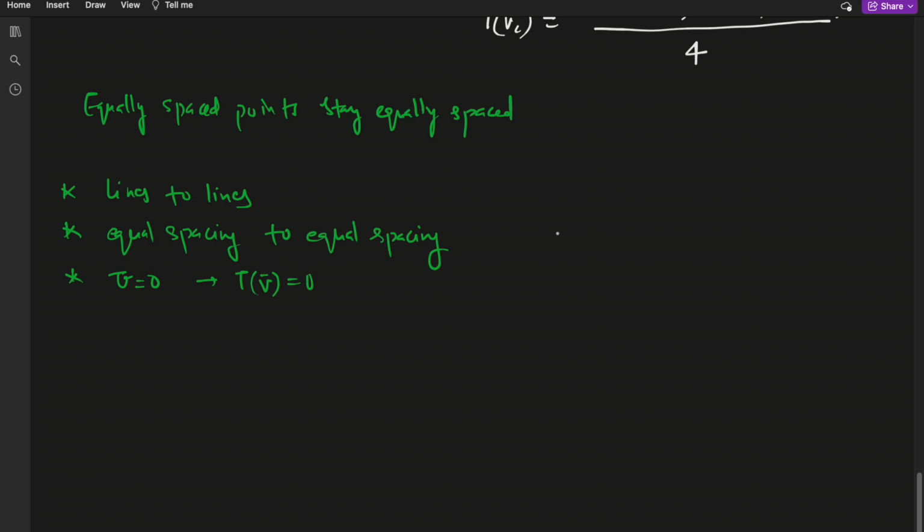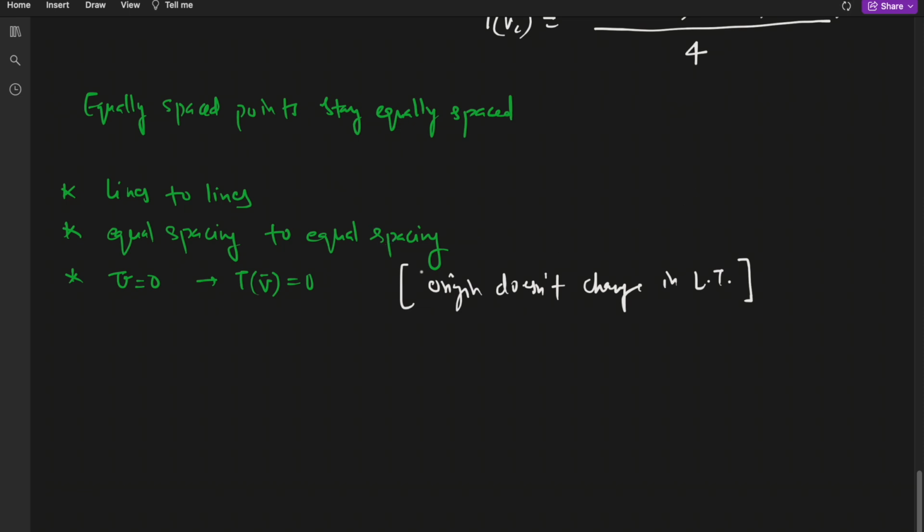So apart from this, I can also say in simple terms that the origin doesn't change in linear transformation. And lines to lines, basically lines remain lines after linear transformation, right? Equal spacing to equal spacing.